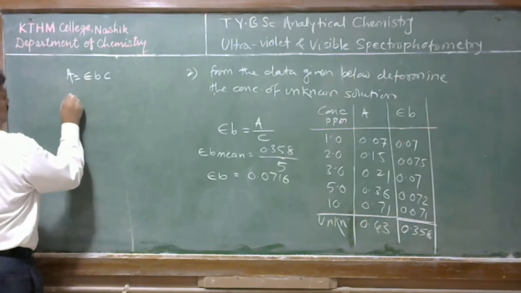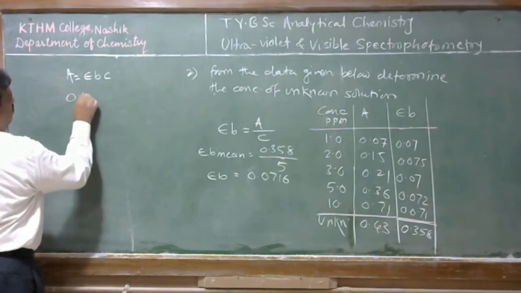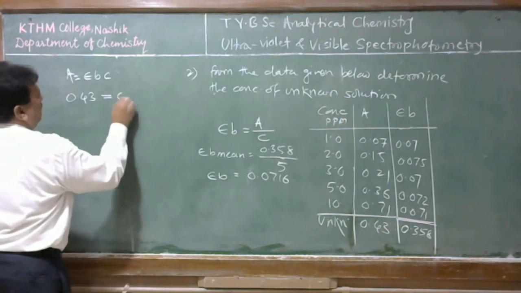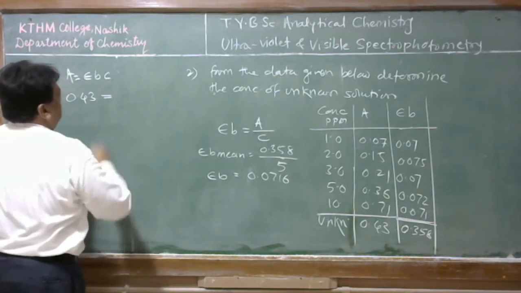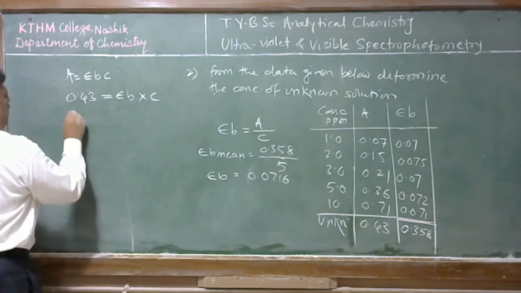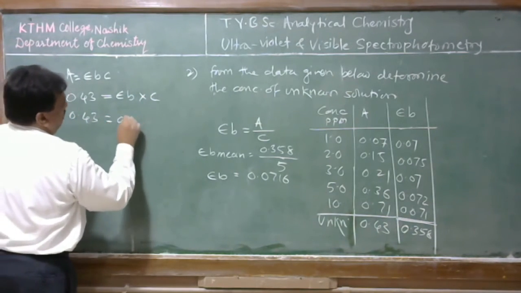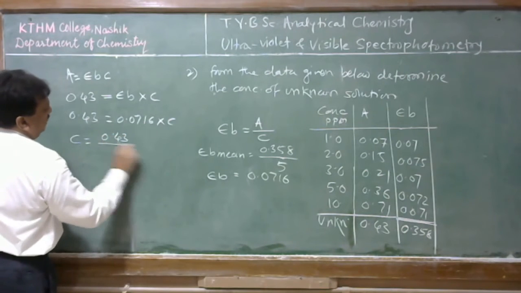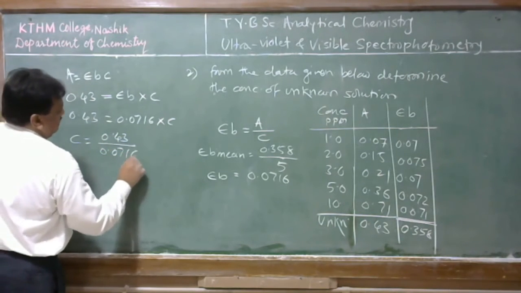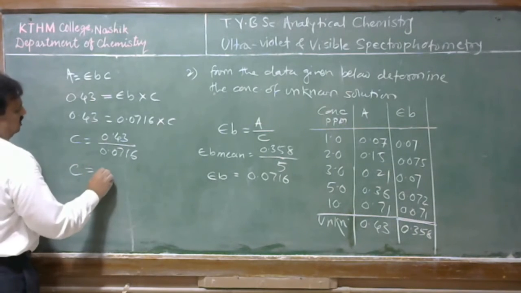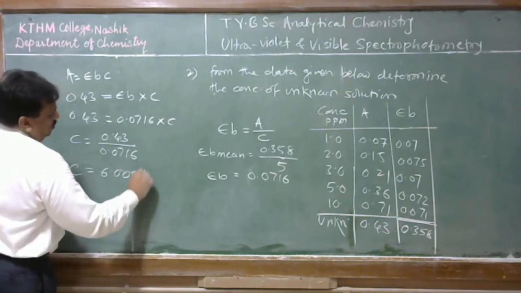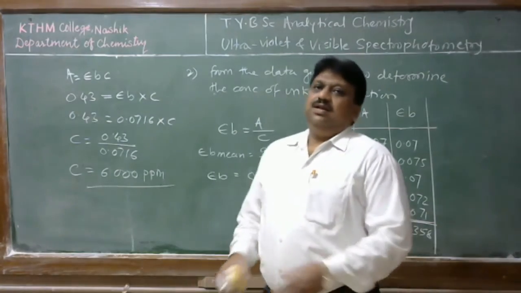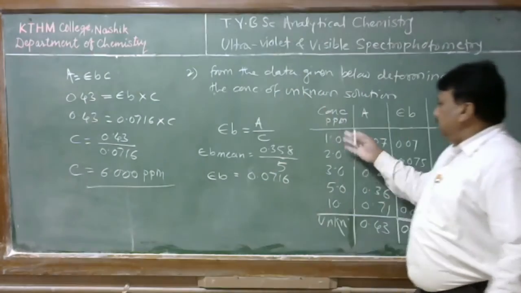Therefore, A is given, that is 0.43, equal to epsilon B into C. Therefore 0.43 is 0.0716 into C. Therefore C is equal to 0.43 divided by 0.0716, and when we calculate this, we have this value equal to 6.000 ppm.